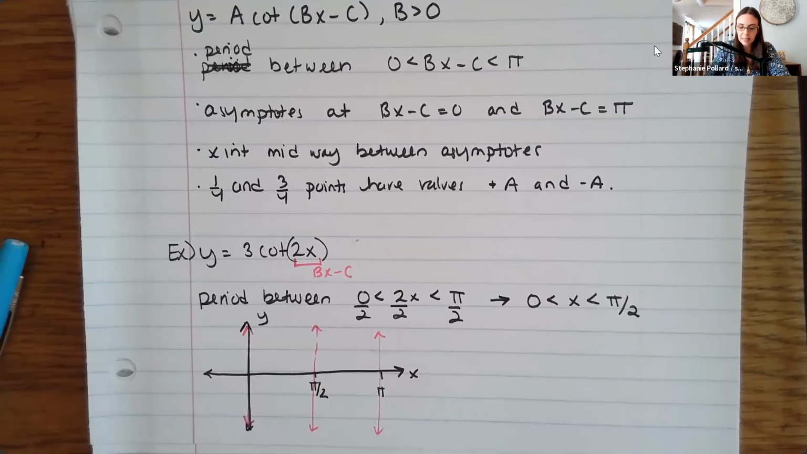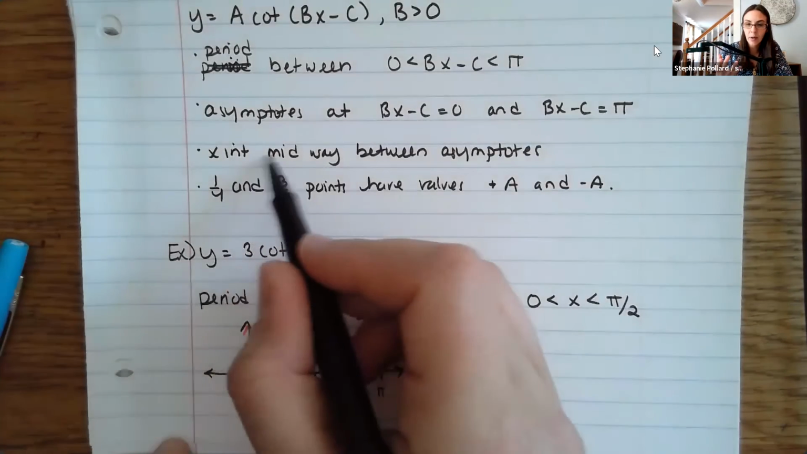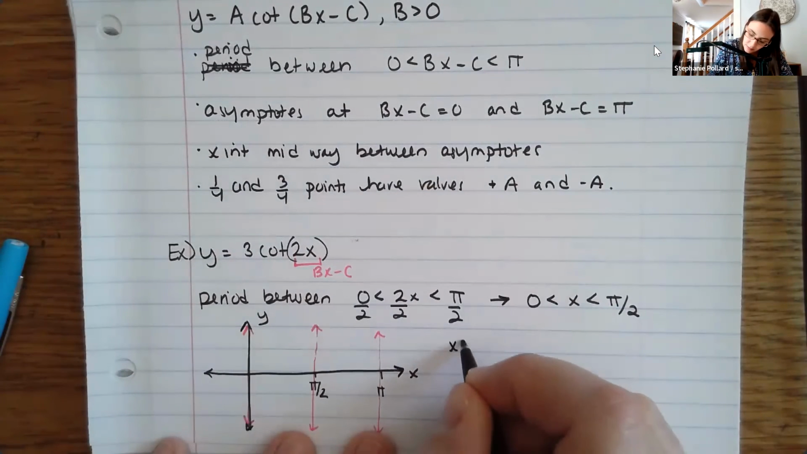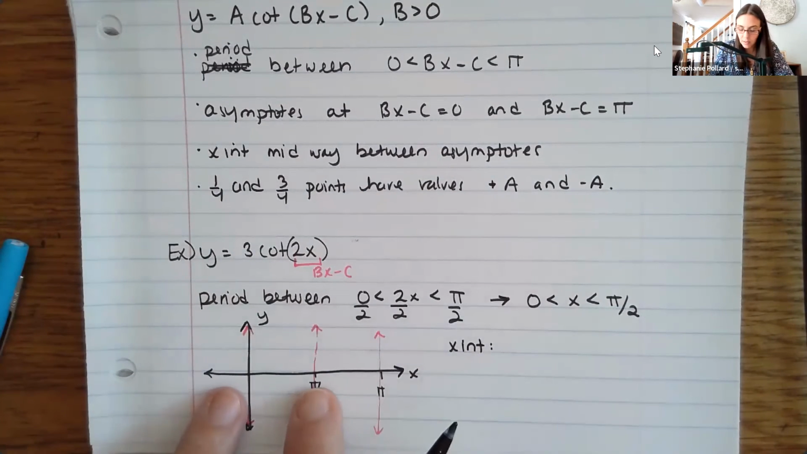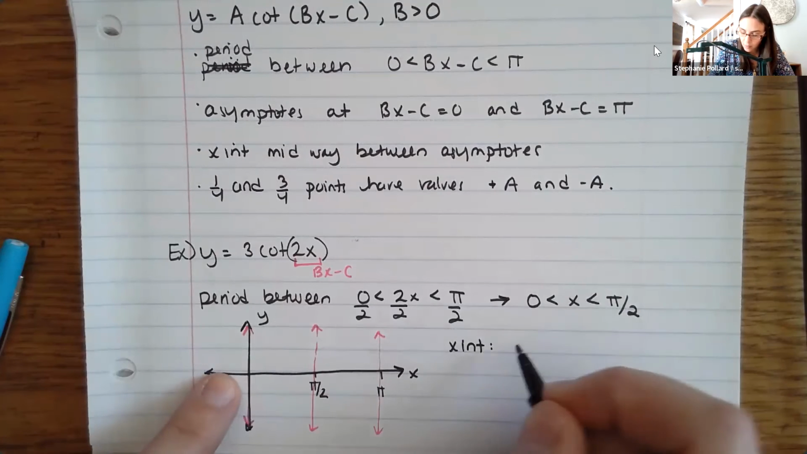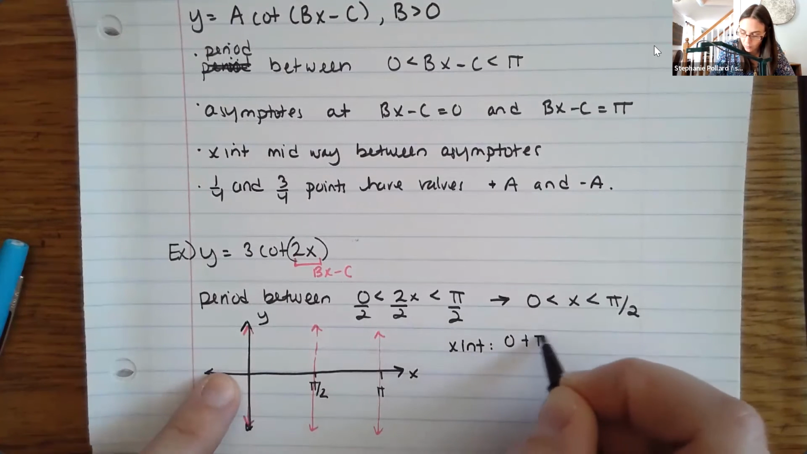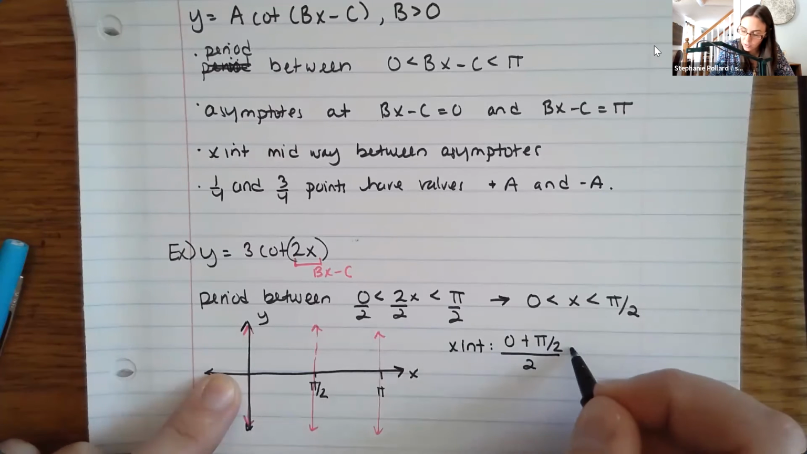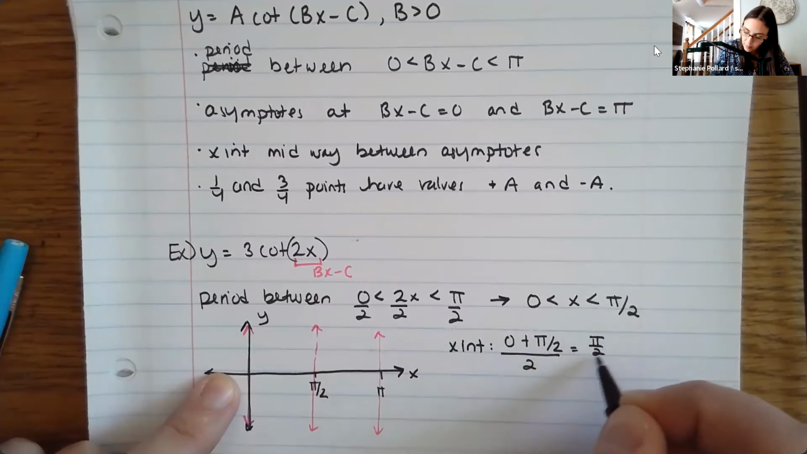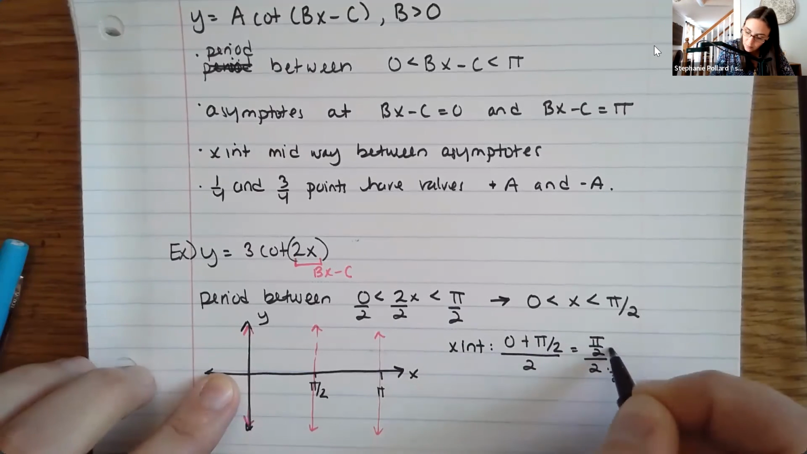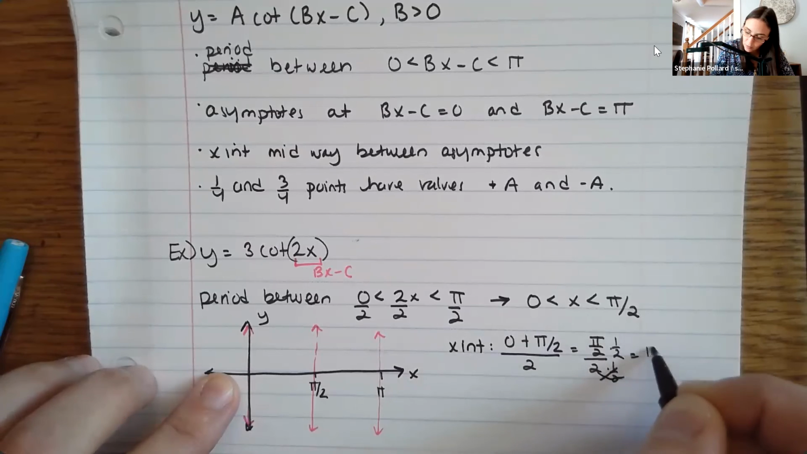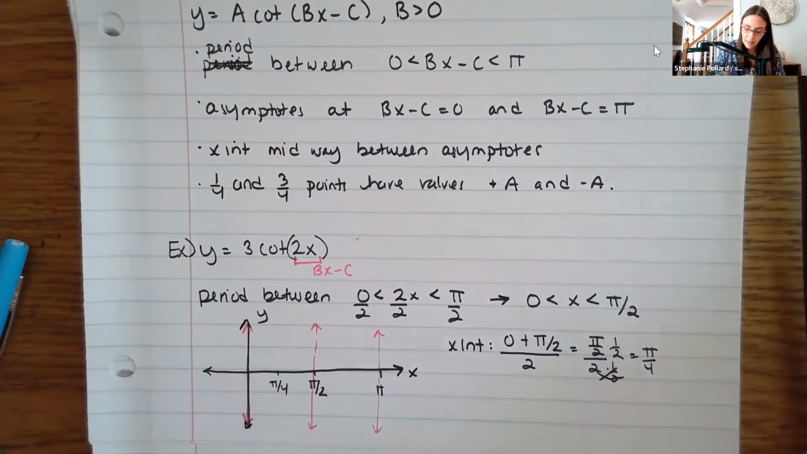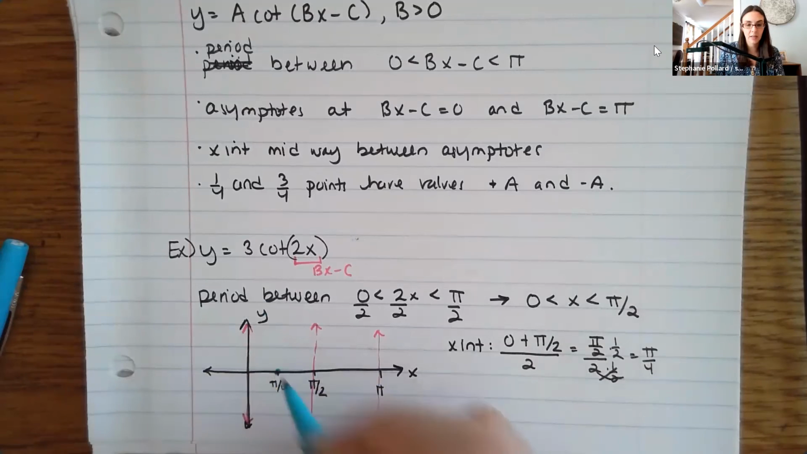You do want to find that x-intercept. That's really the key point that you need here. So your x-intercept is the halfway point in between. So if I'm going from 0 to pi over 2, I'm going to add those together and divide by 2, find that average. Pi over 2 divided by 2 is going to be pi over 4. So that center there is pi over 4, and that is where my x-intercept is.